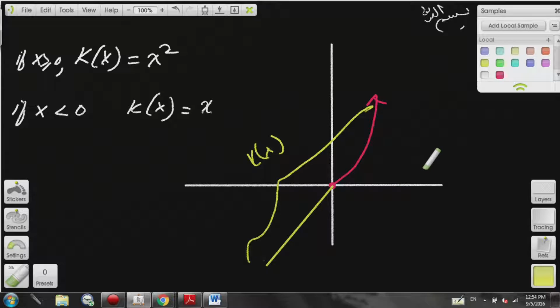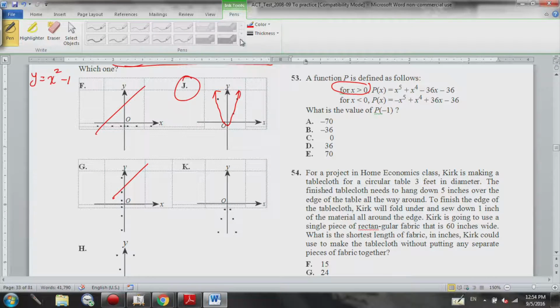And that's a perfectly legitimate thing to do, okay? So in this case, we were told that you're defining a p of x, and you define it differently for domain of x greater than 0, and you define it differently for a domain when x is less than 0. So it's testing whether or not you recognize the functions can be defined based on domains like this.